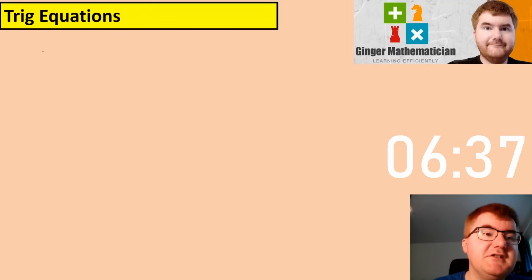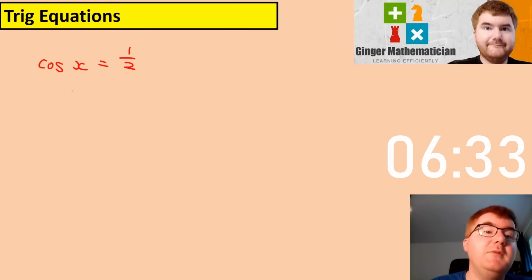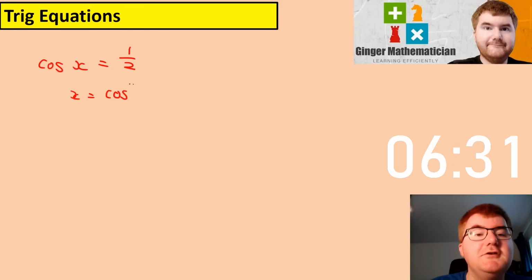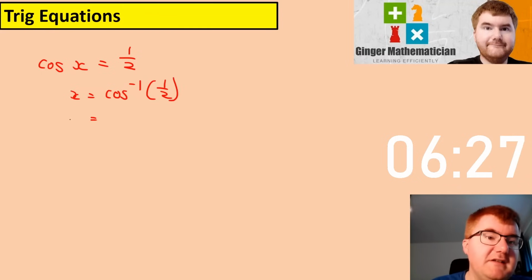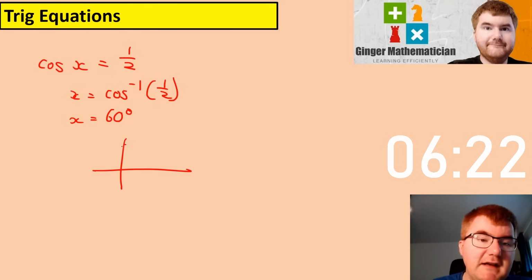Trig equations, so this could be something like cos x is equal to 1/2. Again, we can use our calculator to work out one solution by using the inverse function. That's going to give us 60 degrees. However, if we think about what the cosine graph looks like, so this is where the graph knowledge is very important, we have to think about, okay, where will the other one be?